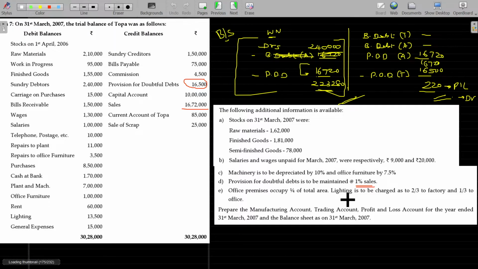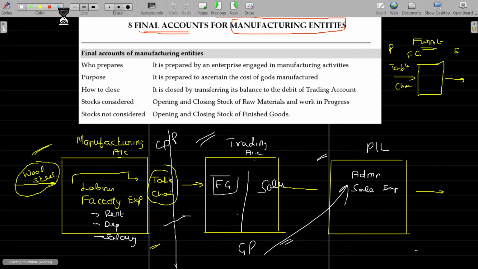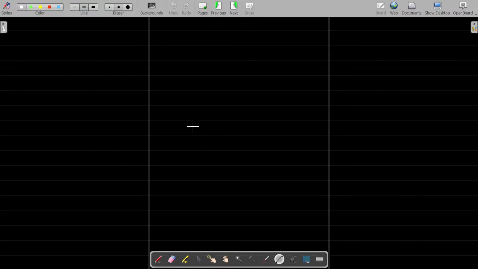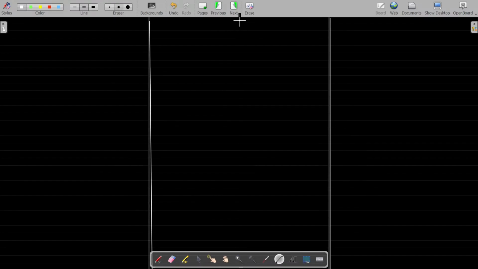Let's see the format here. Now, how should the manufacturing account, trading account and P&L account, as well as the balance sheet, look? Manufacturing, trading and P&L account, and then finally the balance sheet.